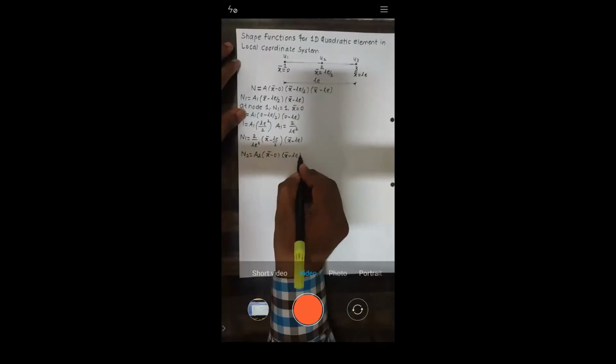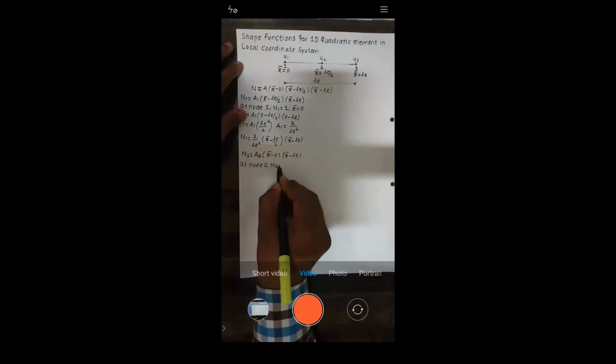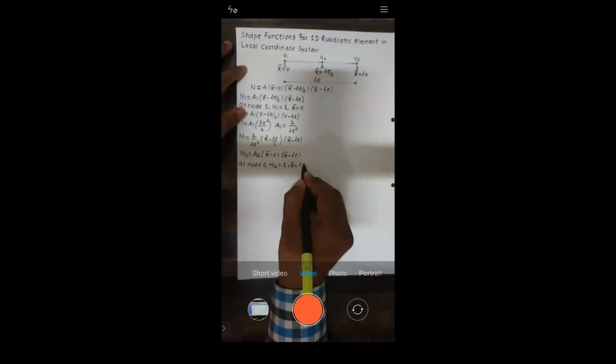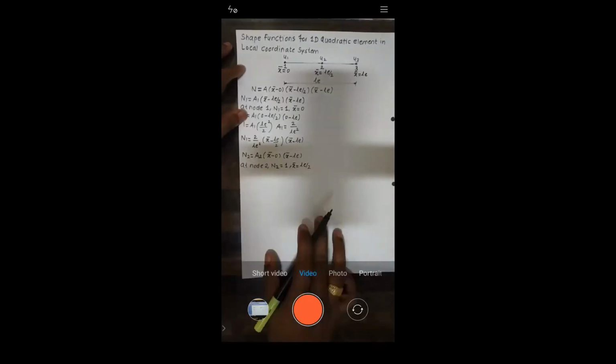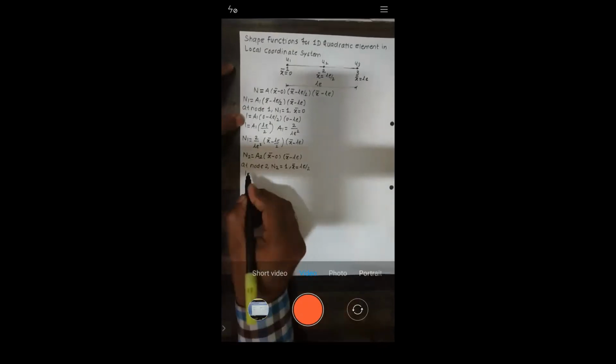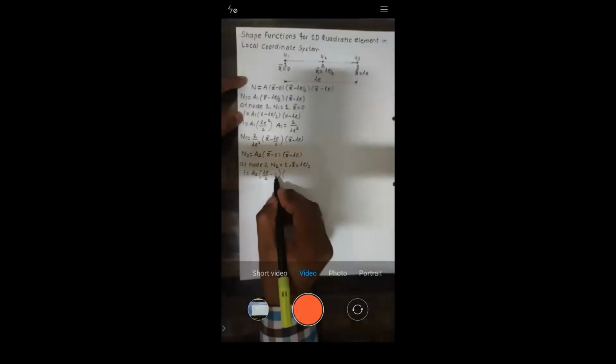So similarly at node 2, what is the value of N2? Obviously 1, because N2 is defined for node 2, so its value will be equal to 1. And what is the value of x bar? It is Le by 2. Is it okay or not? Just put this value: 1 is equal to A2 into x bar, which is Le by 2, minus 0, into again Le by 2 minus Le.